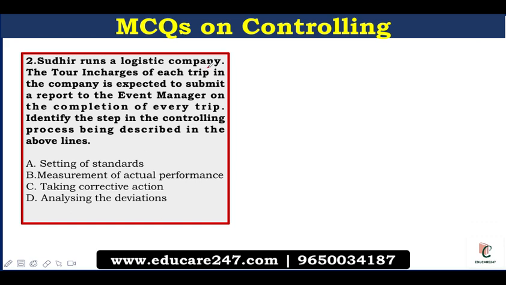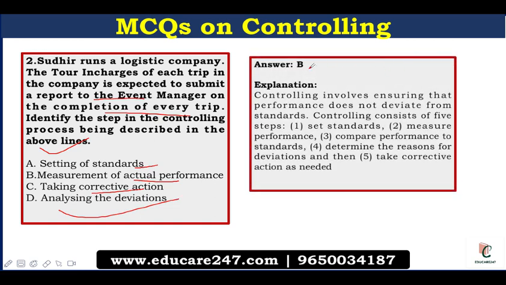Sudhir runs a logistic company. The tour in charges of each trip in the company is expected to submit a report to the event manager on the completion of every trip. Identify the step in the controlling process being described in the above lines. So the options are A. Setting up of standards, B. Measurement of actual performance, C. Taking corrective action, or D. Analyzing the deviations. So the correct answer here is B, that is, measuring of actual performance.